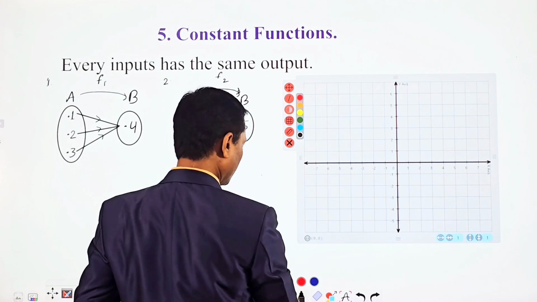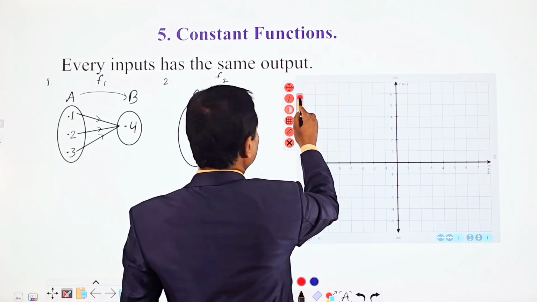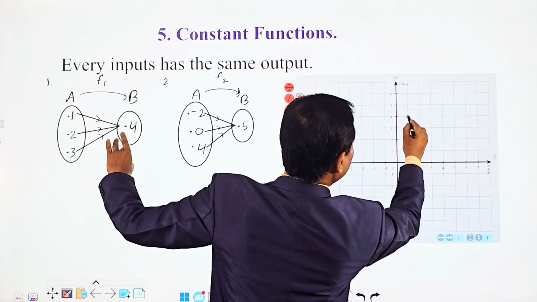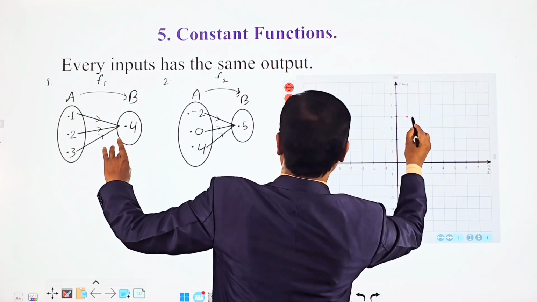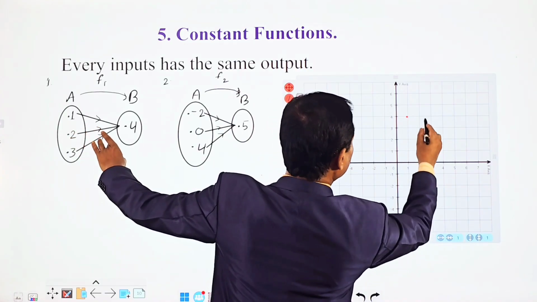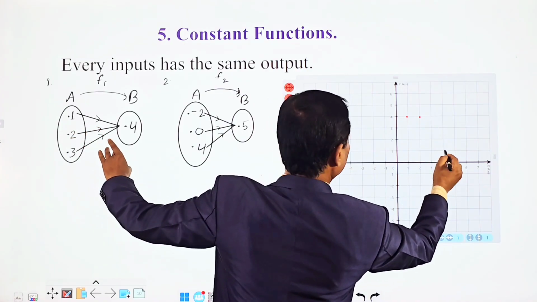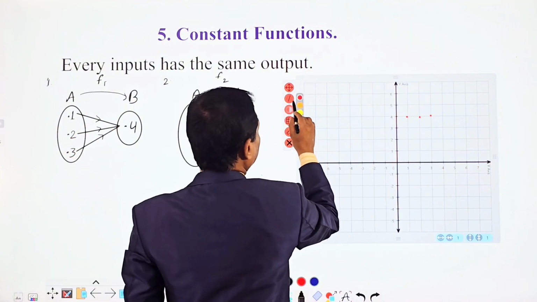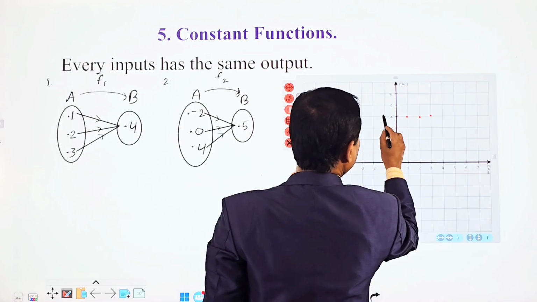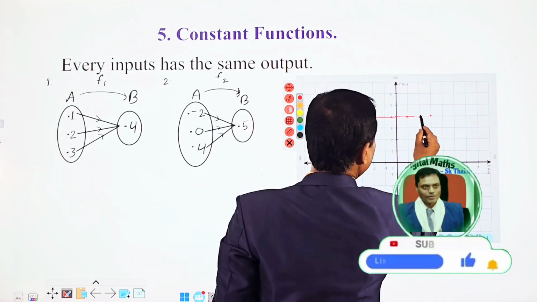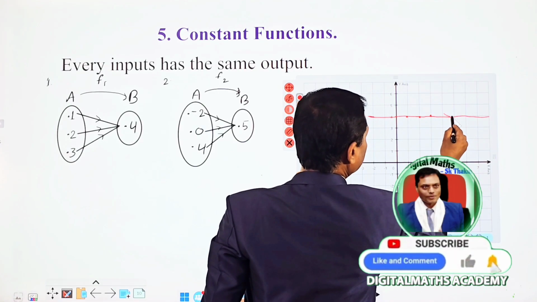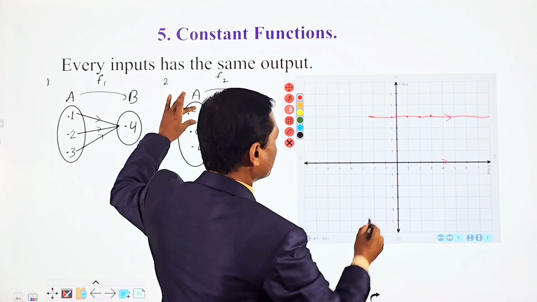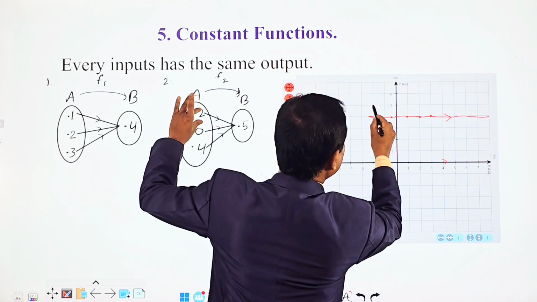When we draw the graph of such type of functions, you can see here 1, 4; then 2, 4; and 3, 4. You can write them here. When you draw the graph like this, we see that the line is parallel to the x-axis. In this case also, minus 2, 5 comes here.